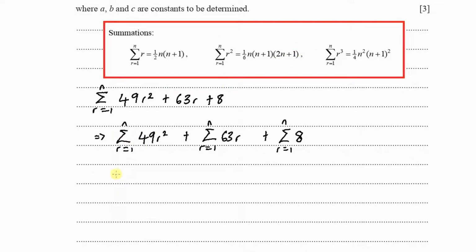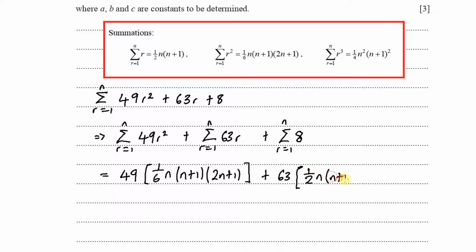So that means that this will translate to 49 over 6 of the summation of r squared, which is n of n plus 1 bracket 2n plus 1. I'll also go to the second one, where we have the summation from r equals 1 to n of 63r, and I'll factor out 63. And for the summation of the form r, I'll use the first standard result here, which is half of n plus 1, like this. And lastly, for the summation from r equals 1 to n of 8, this just gives us 8n.